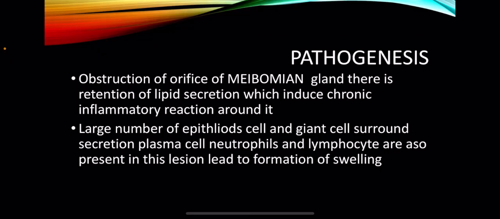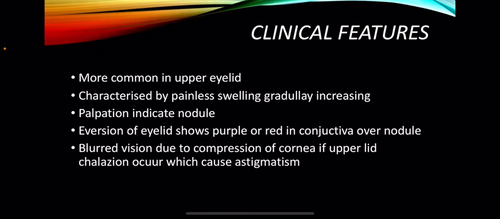As you know, the Chalazion is a painless swelling. Now the clinical features. It occurs more commonly in the upper eyelid. Why is it more common in the upper eyelid? Because the number of Meibomian glands is greater in the upper eyelid than in the lower eyelid. There are 30 to 40 Meibomian glands in the upper eyelid, and only 20 to 25 in the lower eyelid. So the increased incidence of Meibomian gland obstruction will be in the upper eyelid.